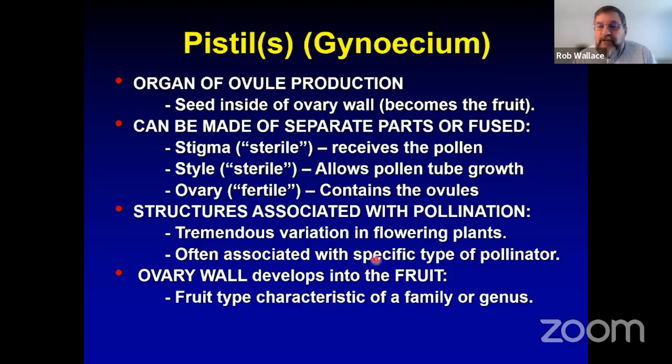Okay, so there's a lot of variation in flowering plants, and in most cases the stigma and the structures associated with it are relevant to the kind of pollinator that does the pollinating. And then ultimately the function of those pistils is to grow and develop into the fruit, whether the fruit is dry or remains fleshy at maturity, and that also is going to vary by plant group, often varying at or within the family level.